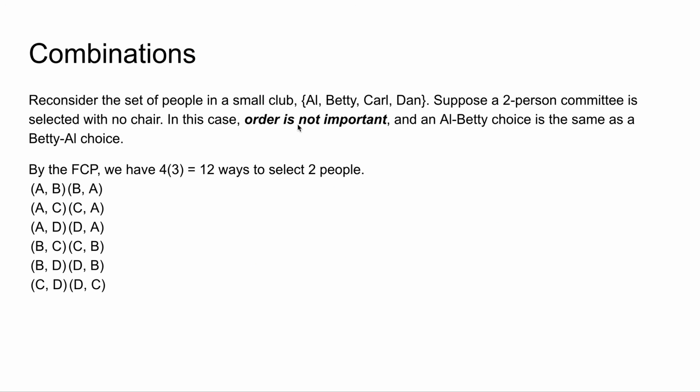Okay, so let's move to combination. Reconsider the set of people in a small club: Betty, Carl, and Dan. There are 4 people in this club. Suppose a 2-person committee is selected with no chair. So there's no president, secretary, or treasurer. It doesn't matter. We just need to have 2 people as a committee.